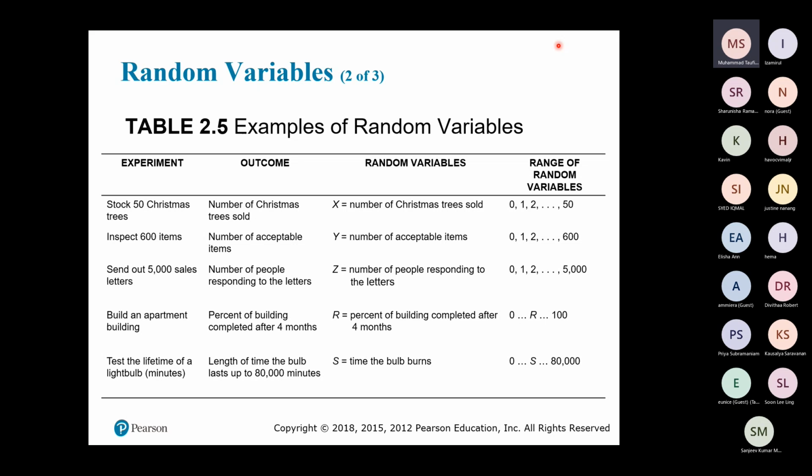Okay, so this one is also a discrete variable. Okay, alright. And then send out 5,000 survey letters. Okay, so the outcome is number of people responding to the letter. Okay, then your variable is number of people respond to the letter. So the value will be from 0 to 5,000 people, because you only send 5,000 people. Okay, and then build an apartment building. Percent of building completed after 4 months.